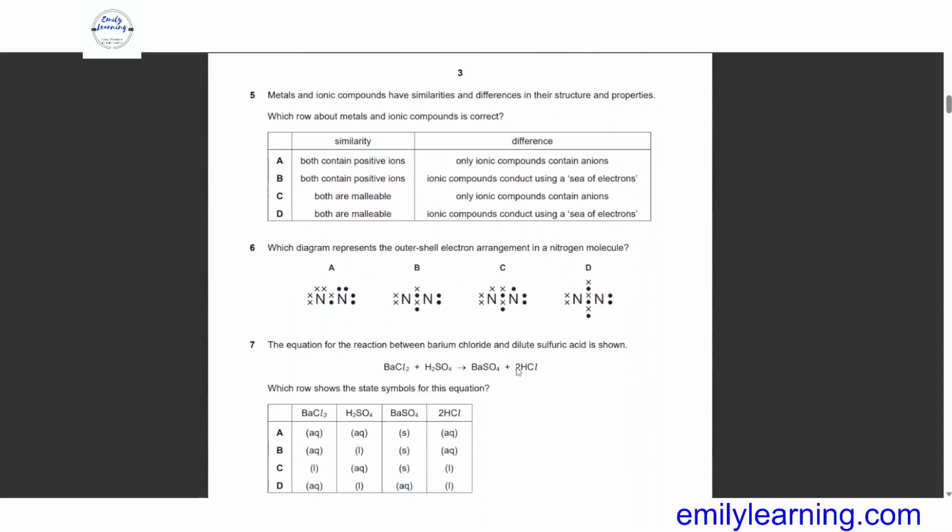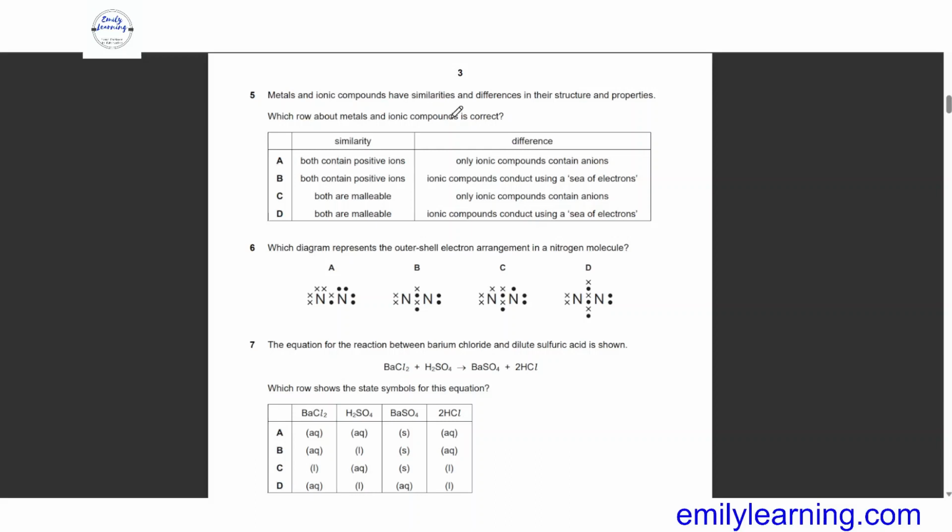Moving on to question 5. Metals and ionic compounds have similarities and differences in their structure and properties. Which rule about metals and ionic compounds is correct? So this question is on your metals and ionic compounds, so you need to compare them. What are the similarities between metals and ionic compounds? What is a metal made of? A metal is made up of positive ions in a sea of electrons.